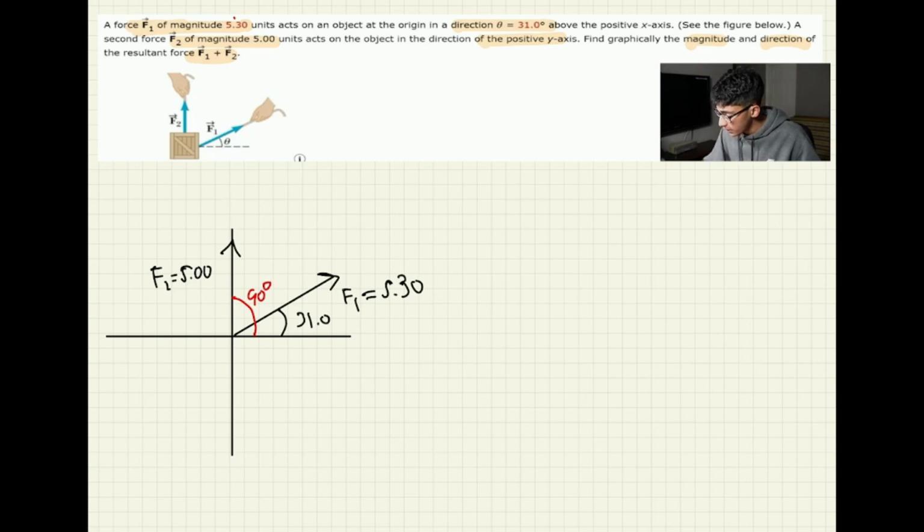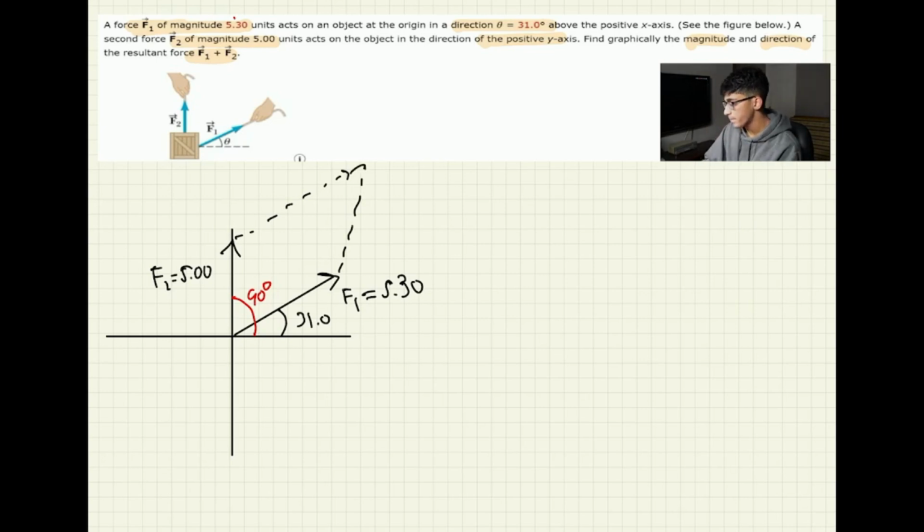Okay, so now that we did that, if you want to find the resultant force, you're going to take F1's tip and put it on the tail of F2. You're going to take F2's tail and put it on top of F1's tip, just like this. You want to make this type of diagram.